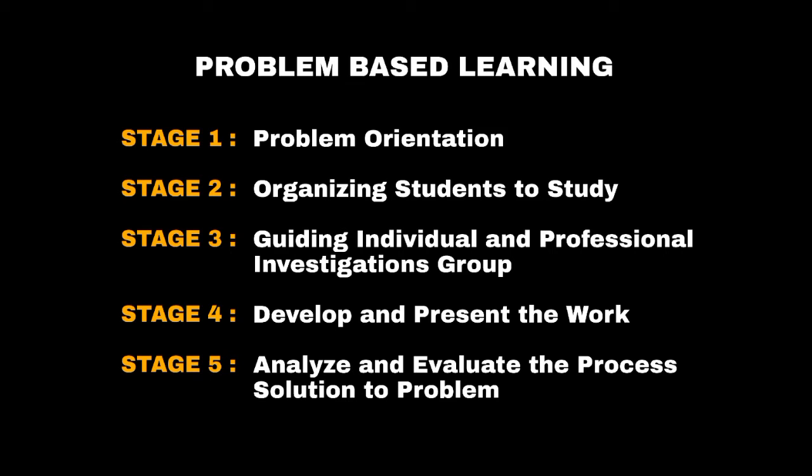The problem-based learning model is divided into five stages. Stage 1 is problem orientation. Stage 2 is organizing students to study. Stage 3 is guiding individual and group investigations. Stage 4 is developing and presenting the work. And stage 5 is analyzing and evaluating the process of solving the problem.